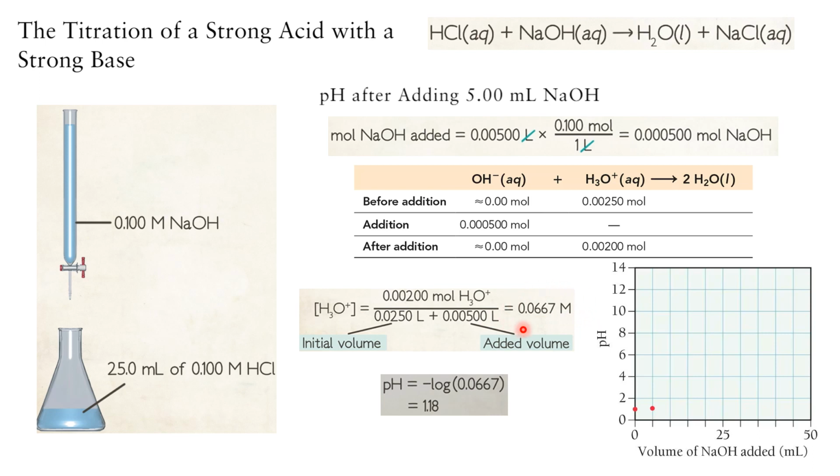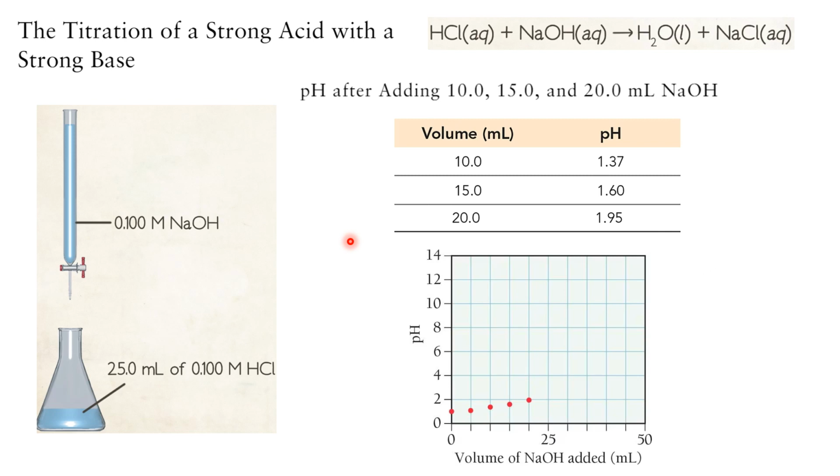This is our concentration in molarity of our H3O. And we take the negative log of it to get the pH, which is 1.18. And now we plot it on our titration curve. Now it went from 1 to 1.18. Notice it barely changed. And this is good because this is kind of like a buffer region, if you will. Although this is a strong acid and strong base, so it's technically not a buffer, but we haven't changed the pH that much, is the idea.